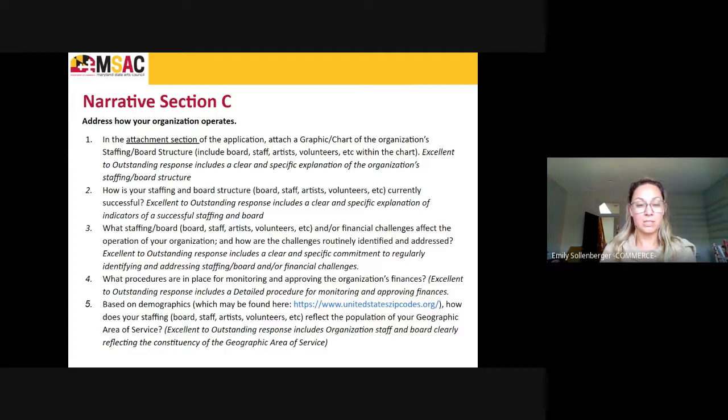And then the fifth question is based on demographics. How does your staffing reflect the population of your geographic area of service? So again, looking at your board, staff, artists, and volunteers, how that clearly reflects your constituency of your geographic area of service. So again, going back to section A, where you identified who's your geographic area of service, how then does your board and staff and volunteers reflect that?